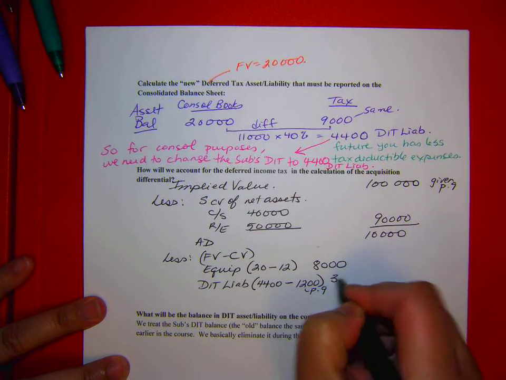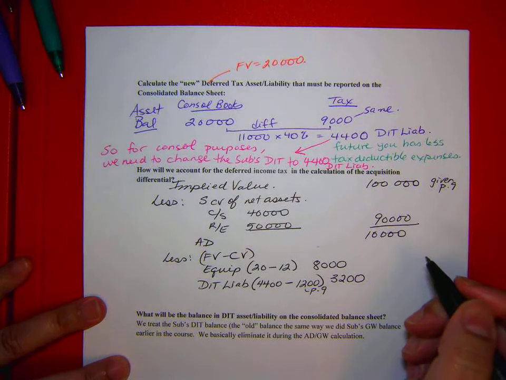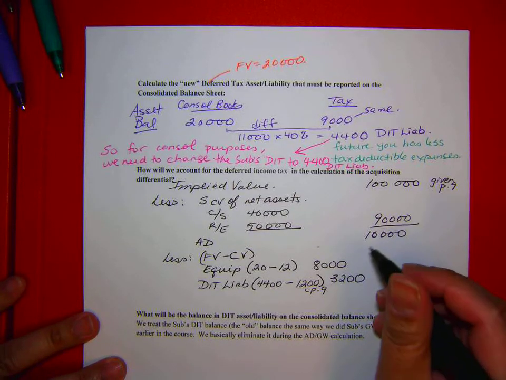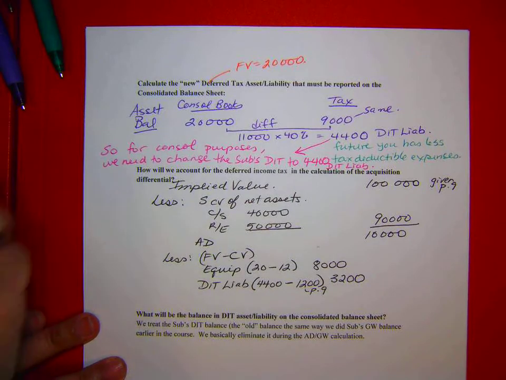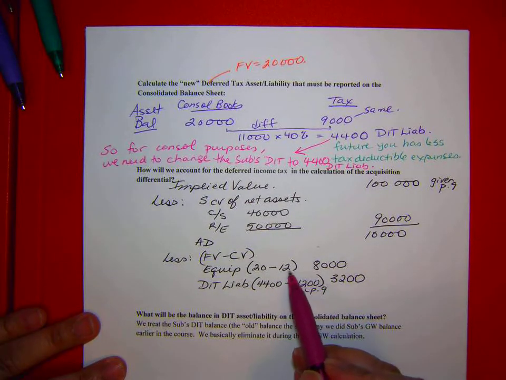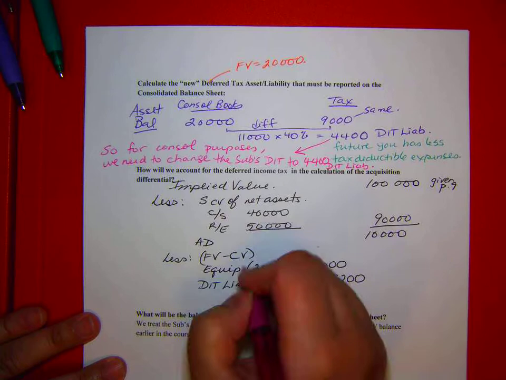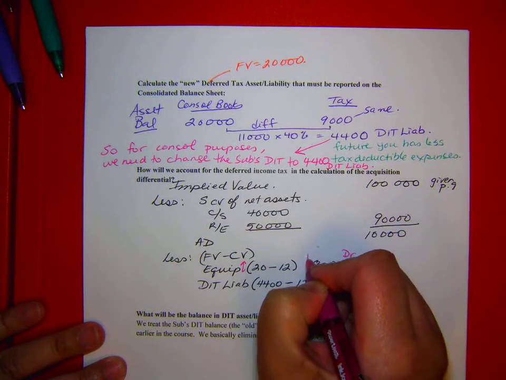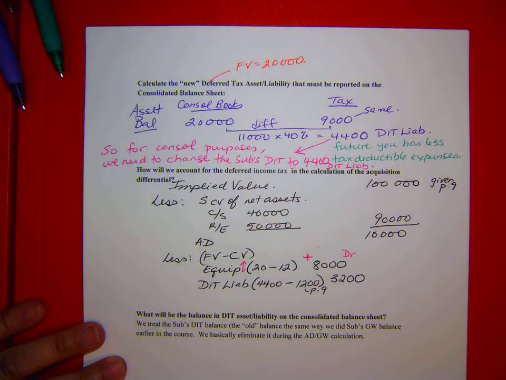So that's 3,200. So we need to know whether these are positive or negative or what. If we're making an asset go up, so equipment going up, this is going to be a debit, which means it's positive.